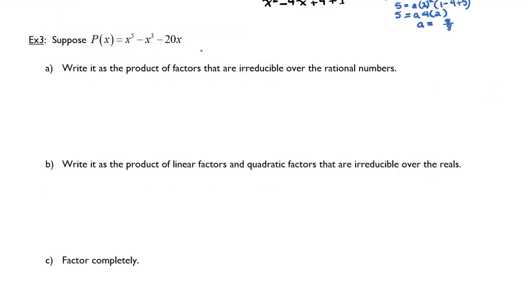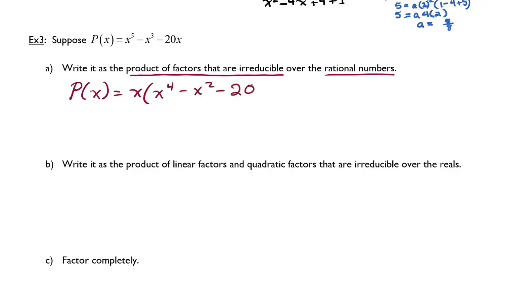Let's take a look at example 3. We have p of x equals x to the 5th minus x to the 3rd minus 20x. We need to write it as the product of factors that are irreducible over the rational numbers, which means we can factor out an x. That will give me x to the 4th minus x squared minus 20. The rational numbers are anything where you can write it as p over q, a fraction, or an integer, which is like anything over 1, which is still a rational number.